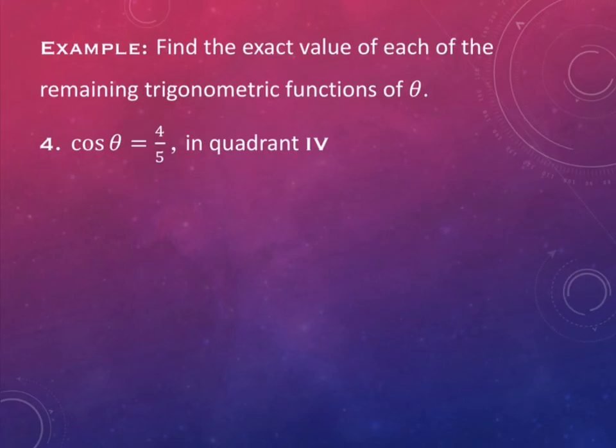Okay, let's take a look at another example, example number 4. They're wanting us to find the exact value of the remaining trig functions, and they're telling us we're in quadrant 4. So we've had some questions like this before. Some of the ones that we've had before actually give us two values, like they'd give us cosine and sine, or cosine and tangent, and then we'd work from there. This one gives us two pieces of information, but it's not two trig values. It's just one trig value and the quadrant.